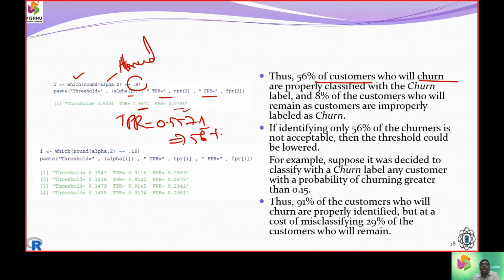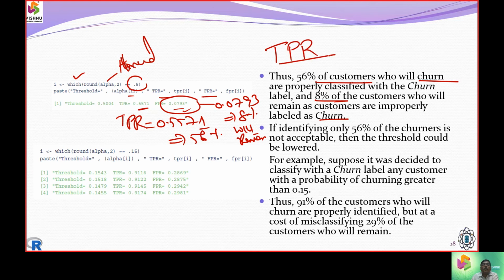So that is how we bring up the relation, and how many are going to remain? 0.0793 implies 8% will remain. So that is the scenario we bring up when we work with the true positive rate. The true positive rate is telling us that definitely 56% of customers are going to churn. That is what the true positive rate is going to tell.